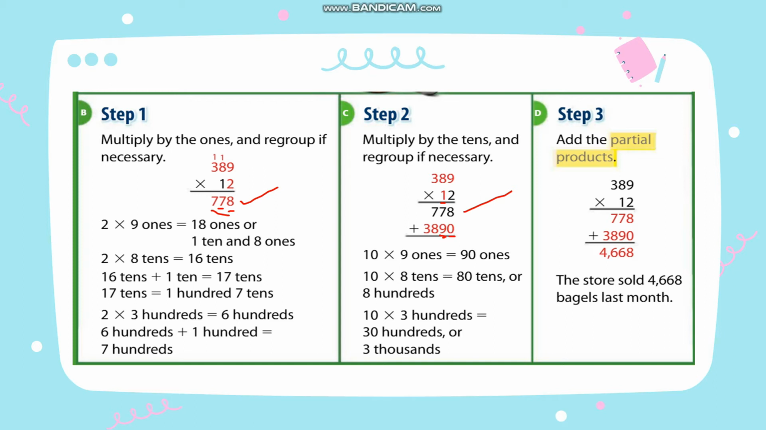Then the final step, you need to add the partial products, 778 and 3890. So 8 plus 0 is 8. 7 plus 9 is 16, regroup 1. 1 plus 7 is 8 plus 8 is 16, regroup 1. 1 plus 3 is 4. So the store sold 4,668 bagels last month.